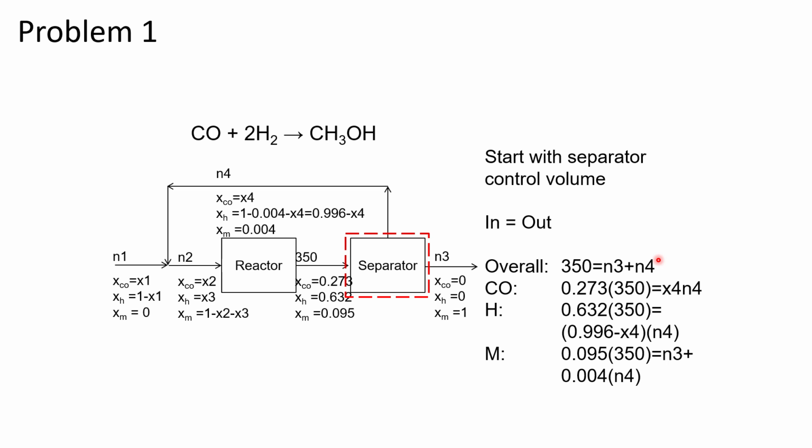However, we could potentially solve the methanol balance with the overall balance for N3 and N4 simultaneously. Or what we can do is combine the CO balance and the hydrogen balance in order to solve for N4. You might not see that right away, but this N4 gets multiplied through the parentheses, so we have a minus X4 N4 here, and then a 0.996 times N4. This X4 N4, when added with this one, will cancel. Let's see what we do on the next slide.